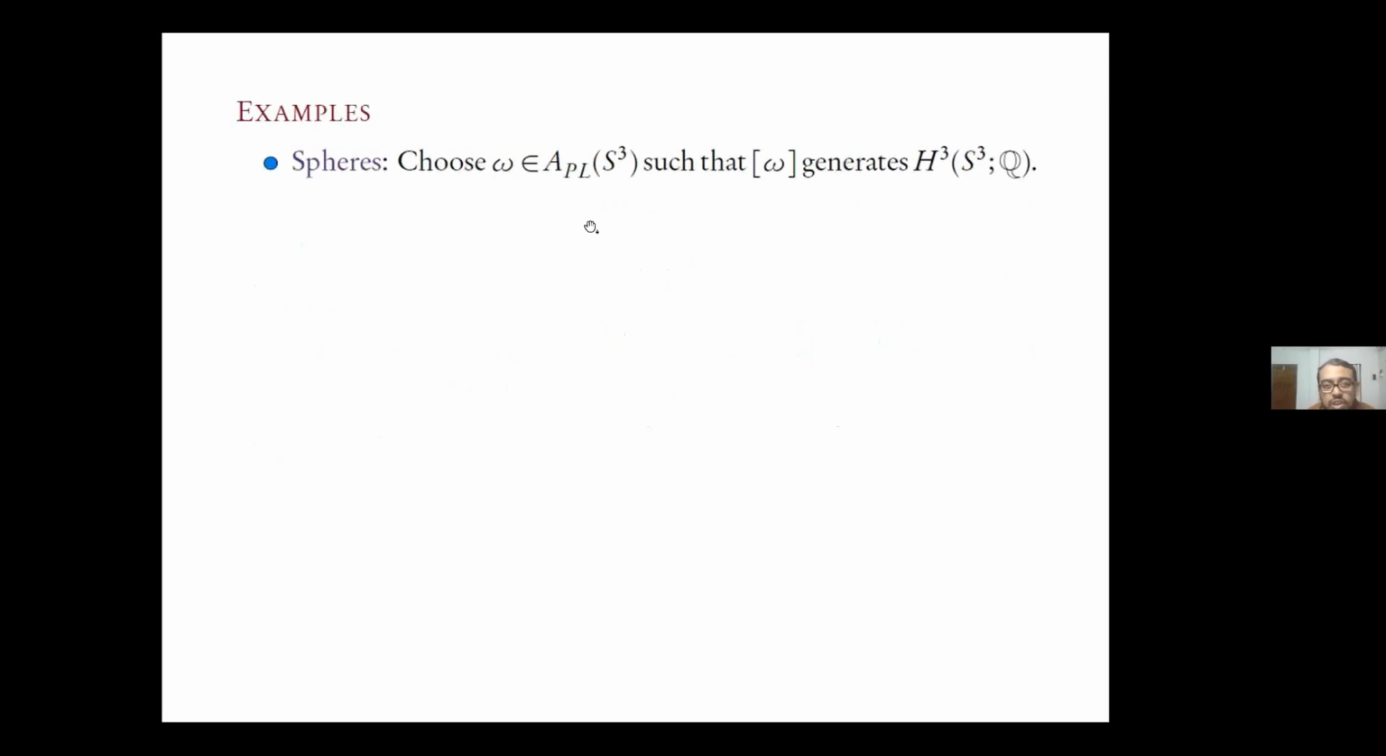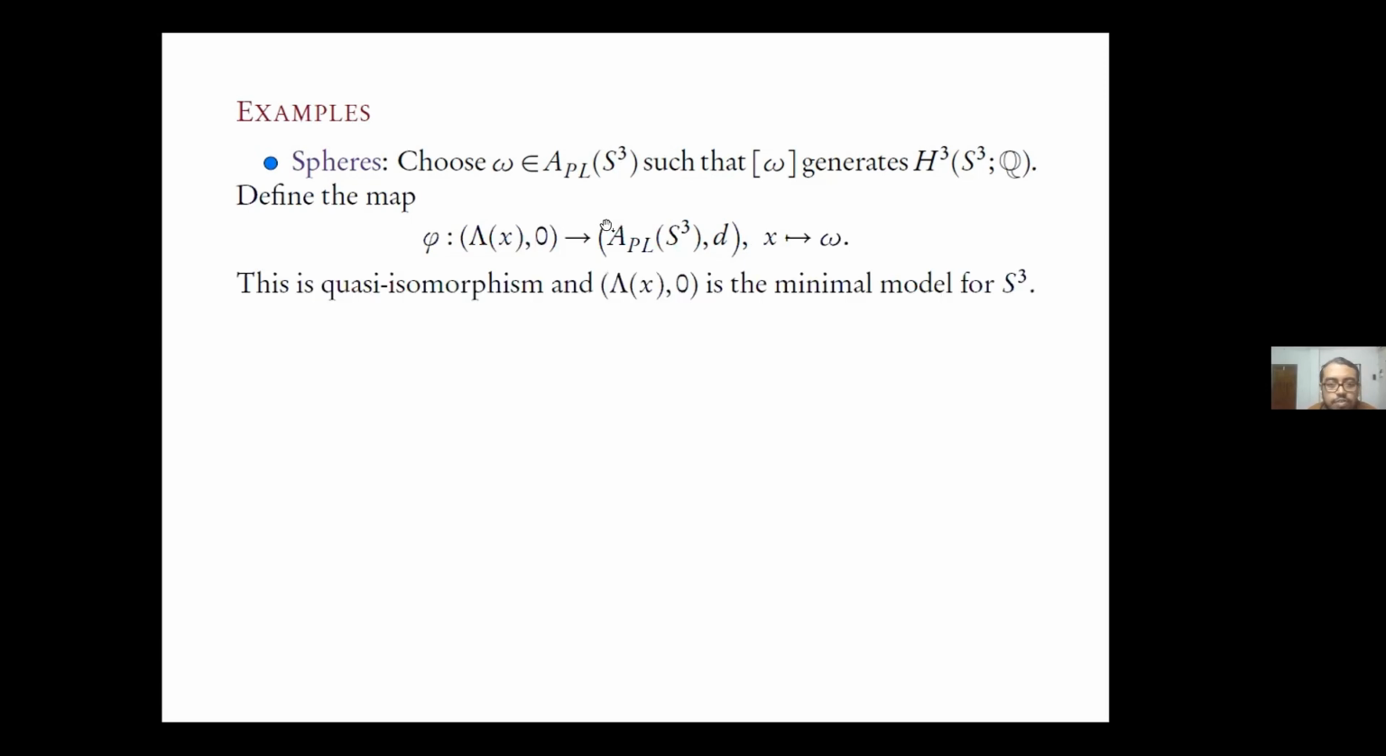Okay. So if you take spheres, for example, how do I construct a minimal model? Well, we know the cohomology of spheres, right? So H upper 3 of S3 with Q coefficients is Q. So you just choose an element omega in the piecewise polynomial form such that this generates the top cohomology. And then you simply take a formal DGA, which is of the form Λ(x), with 0 differential, x is in degree 3. And all it does is map x to omega. And because this is graded commutative, x square is 0. And so this is a quasi-isomorphism. Okay, so this is a minimal model for S3.